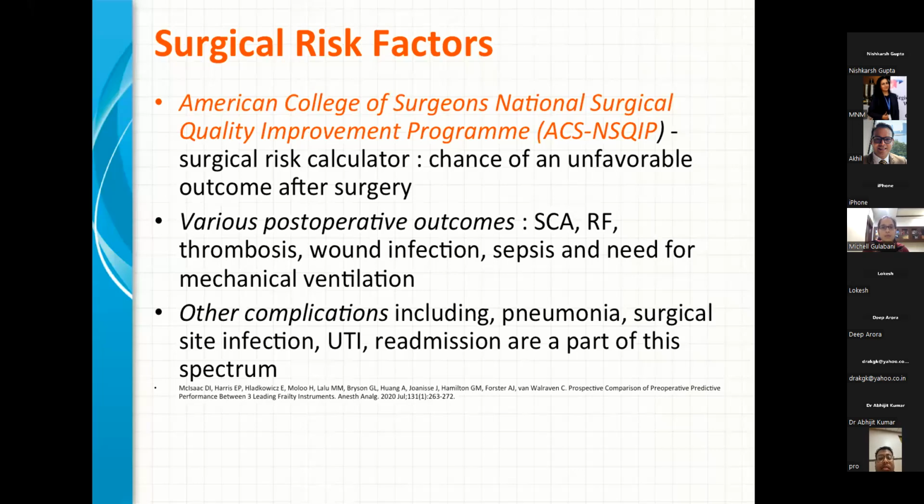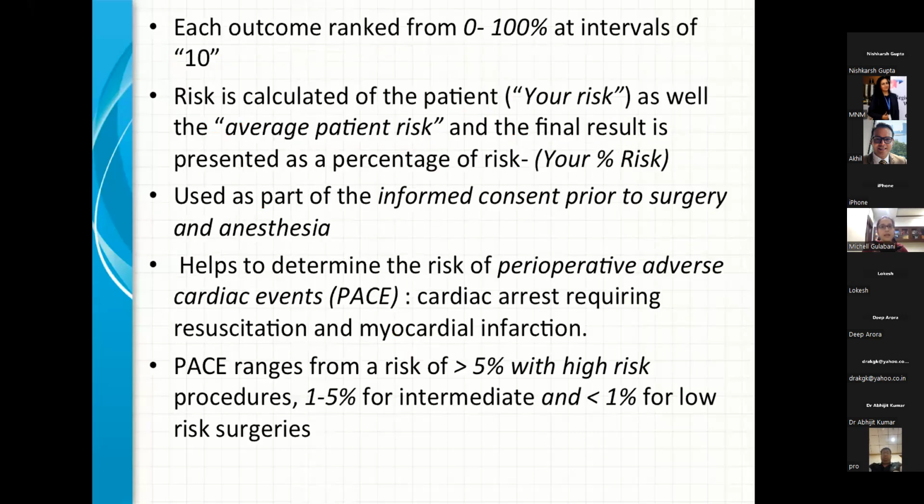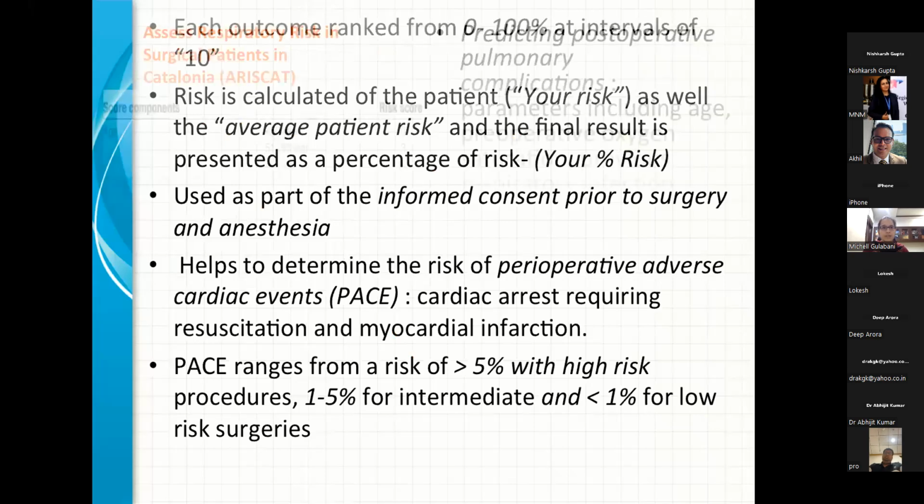And the various postoperative outcomes are sudden cardiac arrest, renal failure, thrombosis, and wound infection. Each outcome is ranked from 0 to 100% at intervals of 10, and the risk of this particular patient is calculated as compared with the average patient risk. It helps to determine the risk of perioperative adverse cardiac event, or PACE. So the PACE ranges from more than 5% for a high-risk surgery to less than 1% for low-risk procedures.